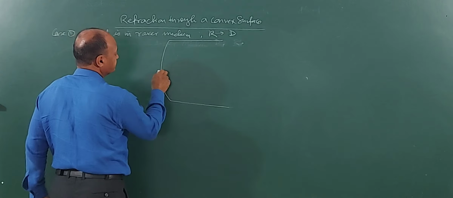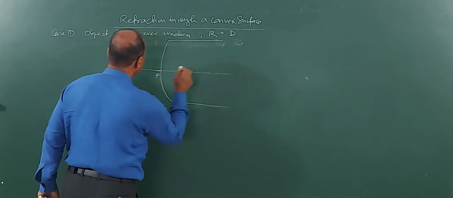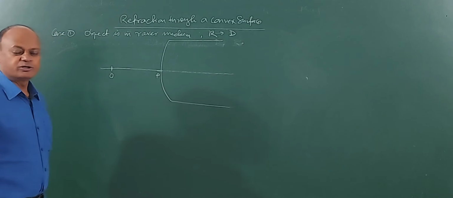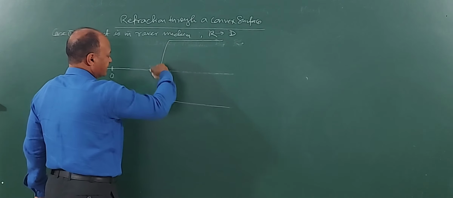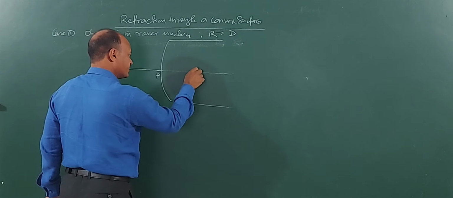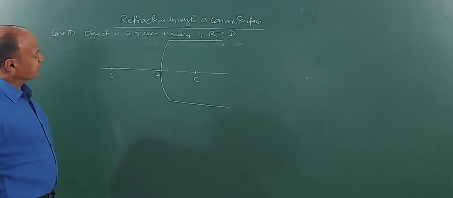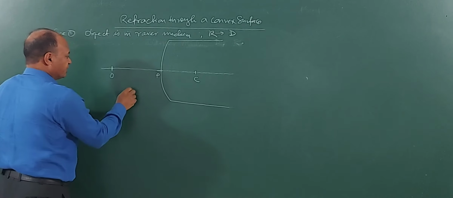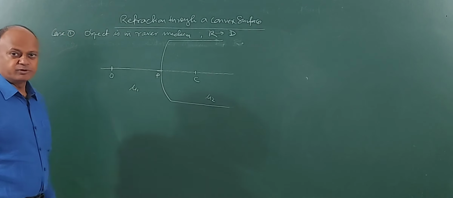This is pole P, and we have object O here at a point on the principal axis. Obviously, the center of curvature of this convex curved surface is where? On the right. C. Clear? We consider two rays. So remember, this is rarer and this is denser. The refracting index of the surrounding medium is mu1, and refracting index of the medium is mu2. Clear?